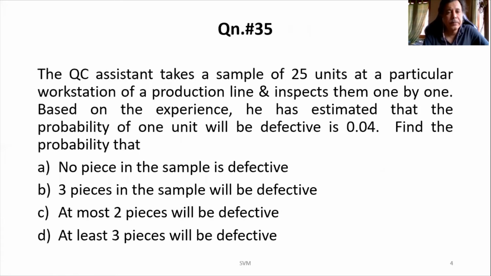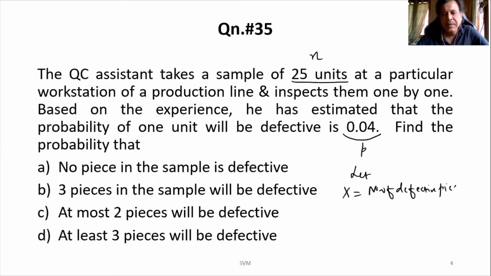Let us see what it is. The QC assistant takes a sample of 25 units. That means this is our small n. At a particular workstation of a production line he inspects them one by one, so the number of inspections is 25. Based on experience, he has estimated that the probability of one unit being defective is 0.04. This is nothing but our p. So I can say let capital X equal the number of defective pieces.